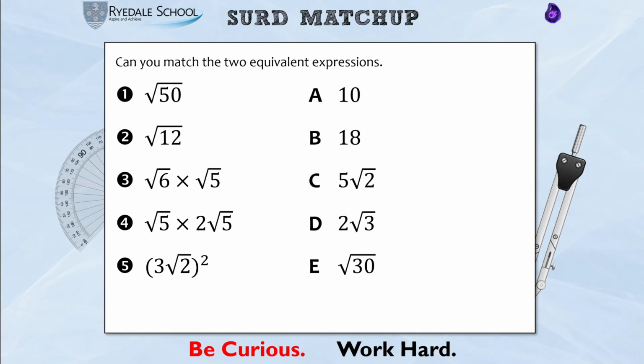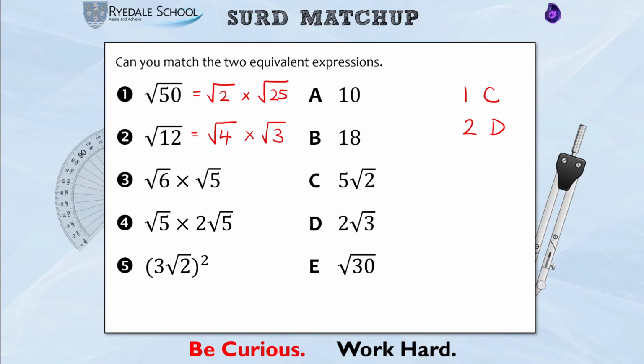So I'll very quickly go through the answers to these for you. The square root of 50. Well, you might recall the square root of 50 is the same as the square root of 2 times the square root of 25. Well, the square root of 25 is 5, so this would be 5 root 2, so 1 goes with C. Square root of 12 is not in its simplest form. This would be the same as the square root of 4 times the square root of 3, square root of 4 being 2, so this one can be written as 2 root 3. So 2 goes with D.